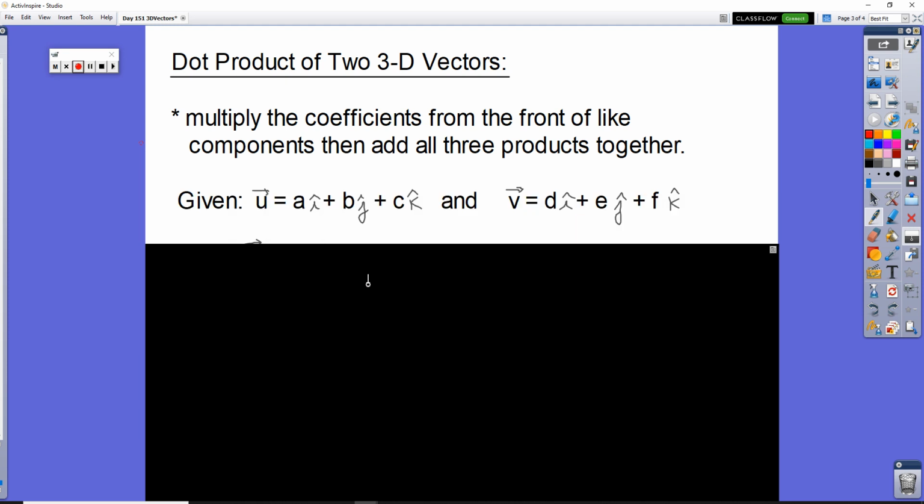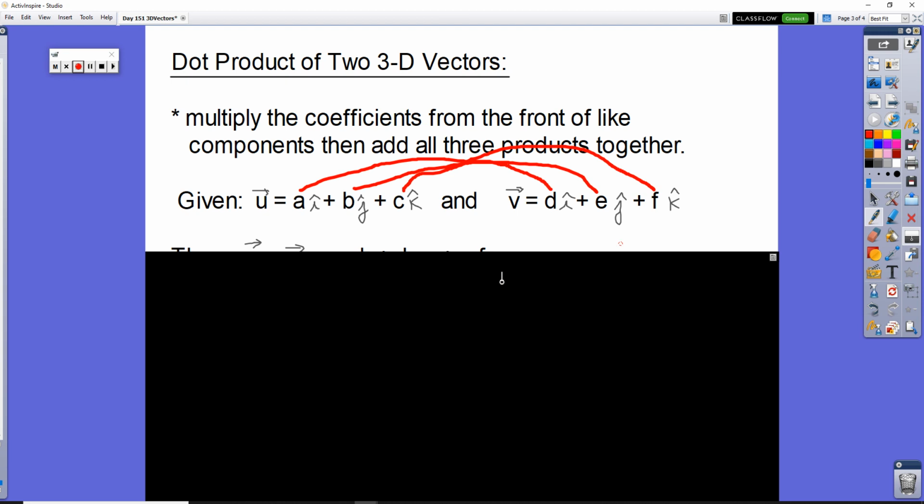So if you're given vector u is a in the i direction, b in the j direction, c in the k direction, and vector v is going to be d in the i direction, e in the j direction, f in the k direction, you're taking the numbers from in front of like components. So the a and the d both come in front of the i, you multiply them together. You take the b and the e because they both come in front of j's and you multiply them together. And you take the c and multiply it with the f because they both come from in front of the k's.